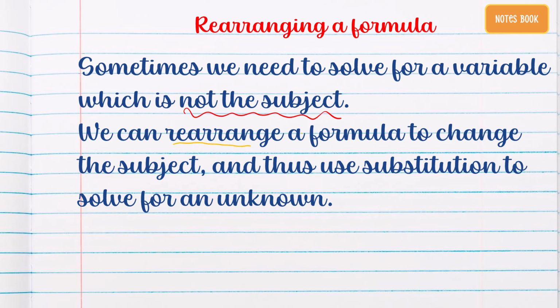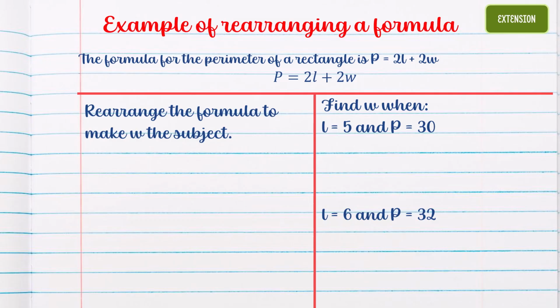So we call this rearranging because what we're really doing is moving things around, right? And that's our goal with this, to change the subject of that formula. So the formula we're working with here is P equals 2L plus 2W. But my goal here is to make W the subject. So my goal is to eventually get to a point where we have W is equal to something, right? And we want to isolate W like we do with normal equations. Okay, the only difference here is that we're still going to be left with some variables.